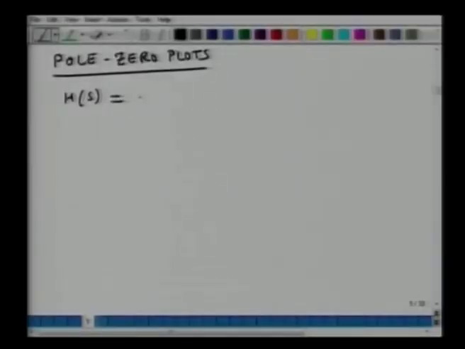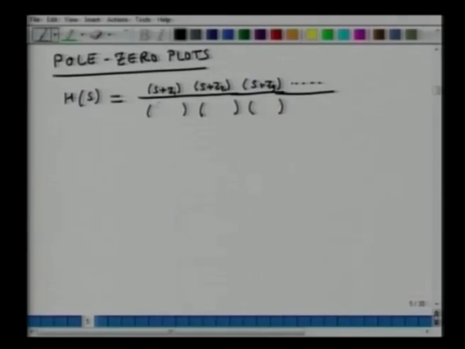So, any transfer function is a ratio, and because it's a ratio, I can decompose it into roots of the numerator and roots of the denominator. So, it could be S plus Z1, S plus Z2, S plus Z3, and so on and so forth, depending on how complex the transfer function is. And I can also decompose the denominator in terms of its roots. So, S plus P1, S plus P2, S plus P3, and so on and so forth.